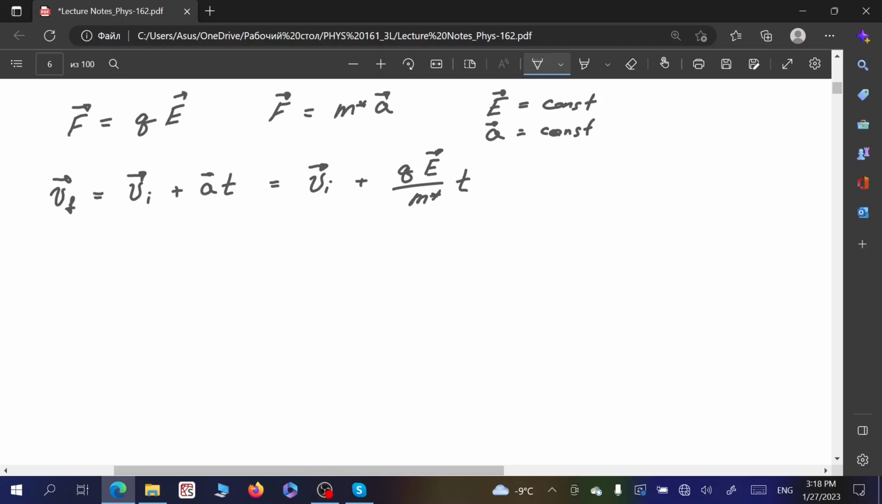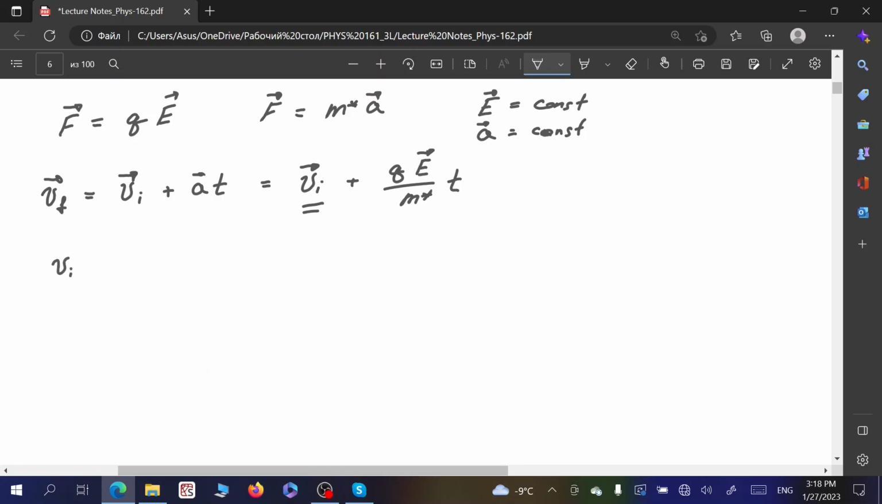So now we need to consider this initial velocity. So let us assume that at t equals 0, there is no electric field inside the conductor. What would you suggest this V initial vector average would be equal to?